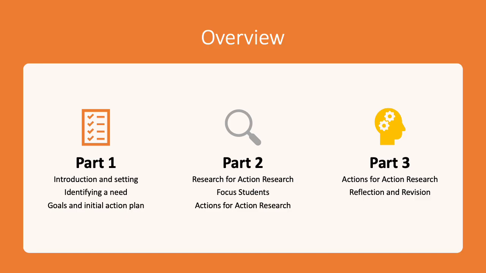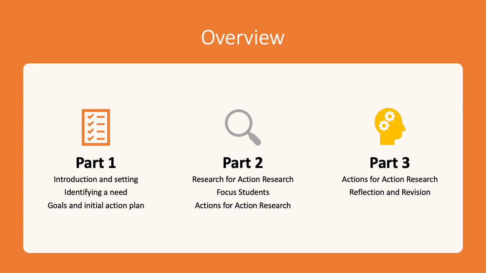Part 1 of the plan is very introductory. It's talking about the setting. We get to know who you are as a teacher and a mentor, where you teach, and you will also identify a need based on a self-assessment that you complete in your classes. You'll be working on the goals and creating an initial action plan. Part 1 does include the administrator because the administrator really needs to know what's going on and how they can also support you in your professional growth.